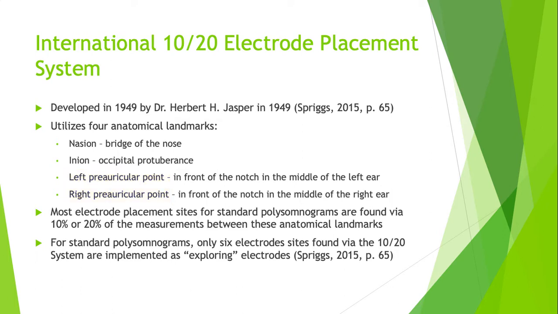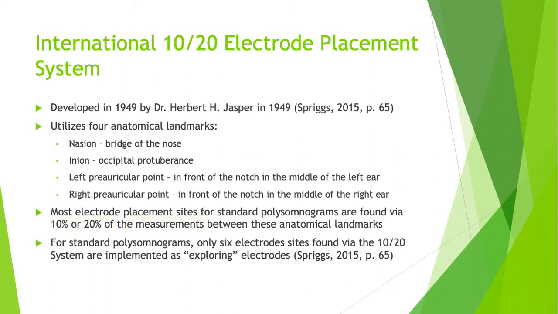A measurement from the bridge of the nose to the back of the head, or Nasion to Inion, is made. An additional measurement is made between both the left and right preauricular points. In doing so, the majority of the sites where electrodes are placed for a standard polysomnogram are established via 10% and 20% of these two measurements made, hence the name 10-20 system.